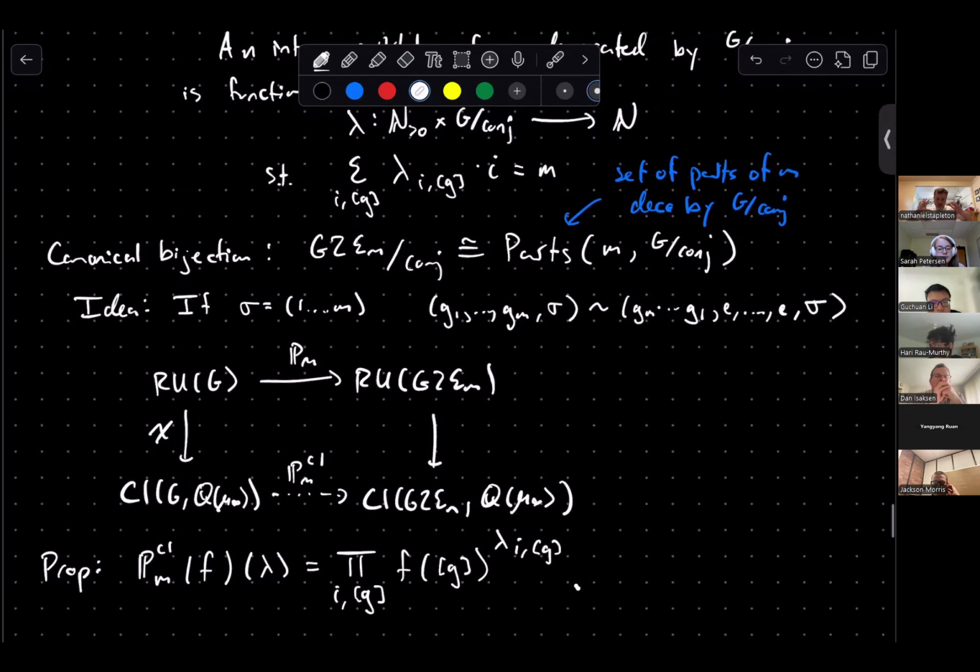So I'm using that notation of decorated partitions. This is a formula that you can write down, and you can prove that this diagram commutes with this formula. In fact, I have a very slick proof that I'd love to share, but I think that would not be a good choice given the amount of time that I have left. Does it make sense?